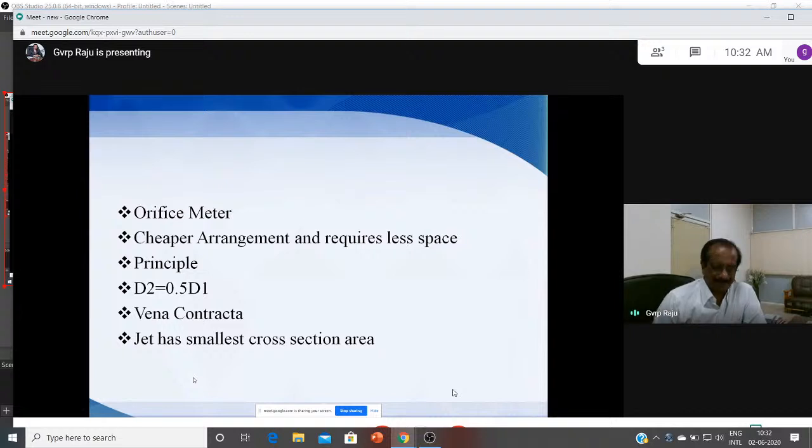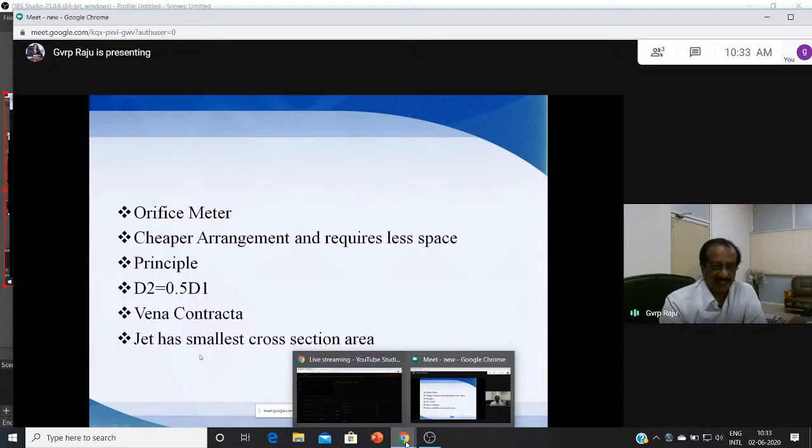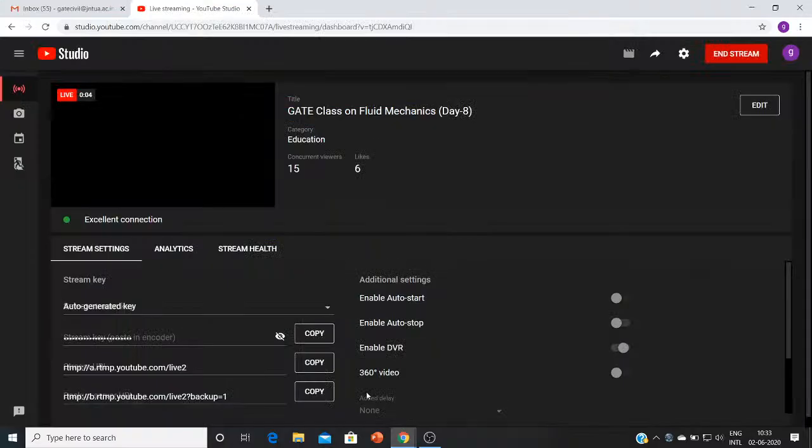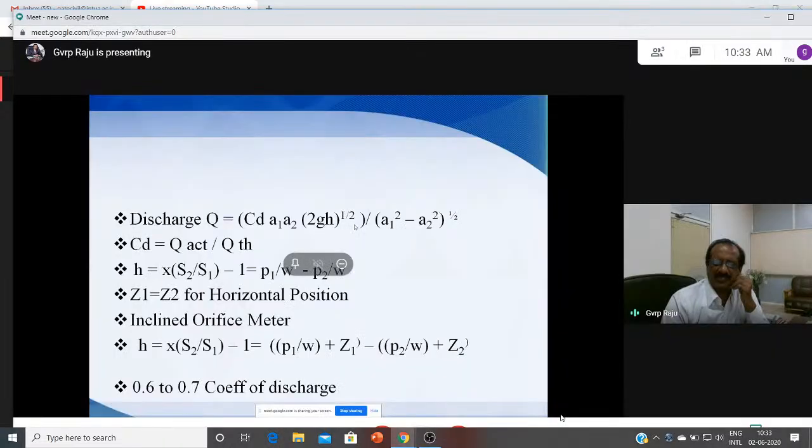The principle is the same. By reducing the cross-section area, a pressure difference is created. By measuring the pressure difference, one can find the discharge flowing through the pipe. The diameter at point 2 is 0.5 times D1. The vena contracta is the point at which the jet has the smallest cross-section area. So the same equation: Cd A1 A2 square root of 2gH by square root of A1 squared minus A2 squared.